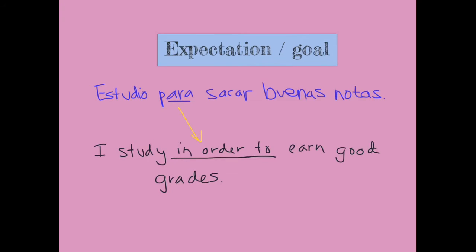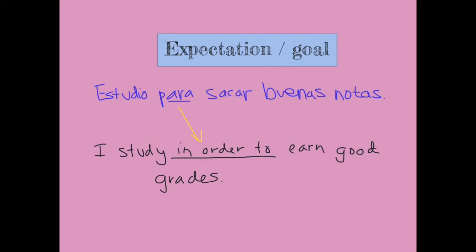Expectation or goal. Now, in this use of para, think of para as in order to. So you do one thing in order to get a certain result. That's the goal of the action. So for example, estudio para sacar buenas notas. I study in order to earn good grades. Now notice that if a verb is directly following para, we do not conjugate it. It stays in infinitive, just like you see here. So why do I study? In order to get good grades. That's the expectation of why I'm doing that action.